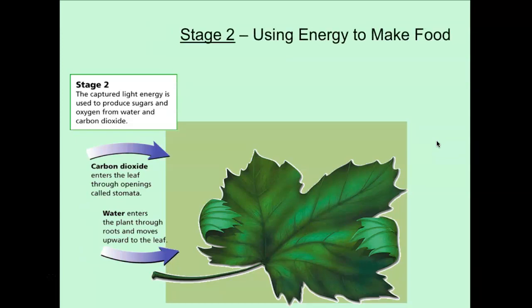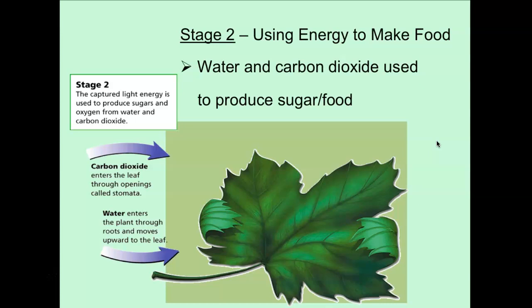The next step that is taking place, again, primarily in the leaves, is going to be using that sunlight, that energy from sunlight, in order to make food. Now, the food is specifically glucose, sugar. So water and carbon dioxide are going to be used to produce glucose. Glucose is C6H12O6. That's the chemical formula for it. So this food that is produced is going to be our product in photosynthesis.